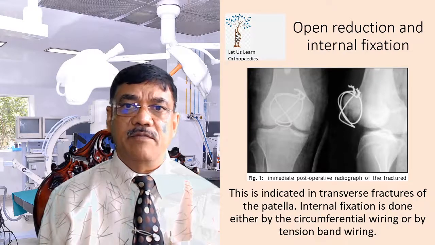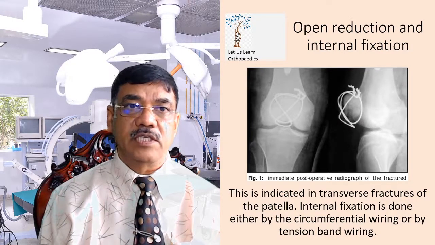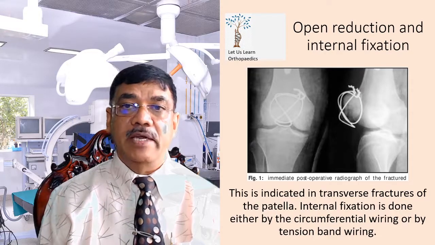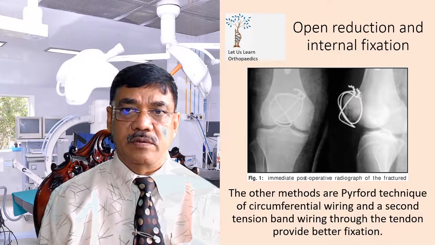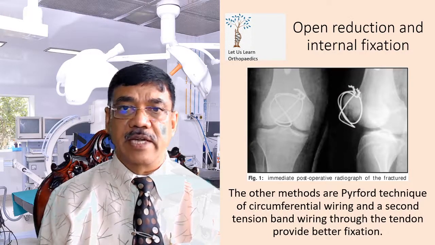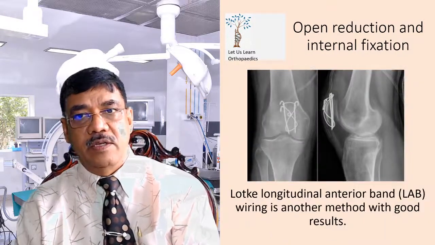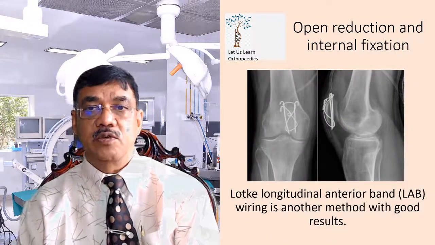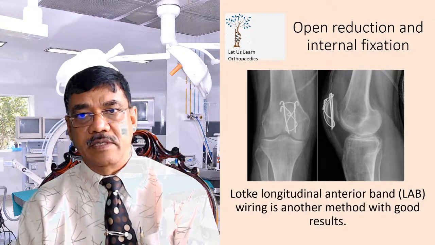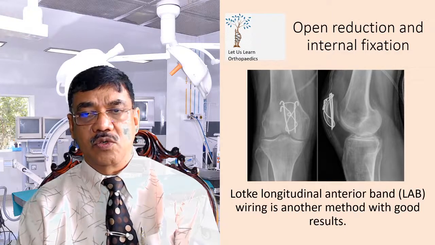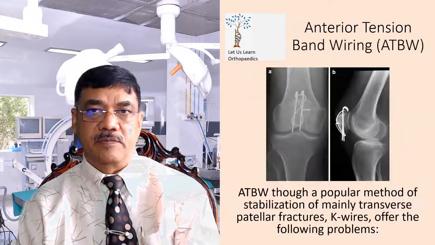The internal fixation is done either by circumferential wiring, as shown in this particular X-ray, or by tension band wiring. Another method is the pivot technique of circumferential wiring and a second tension band wiring through the tendon, which provides better fixation. The longitudinal anterior band wiring is another method. This X-ray shows how the tension band wiring is done.